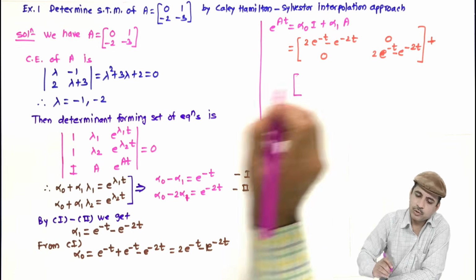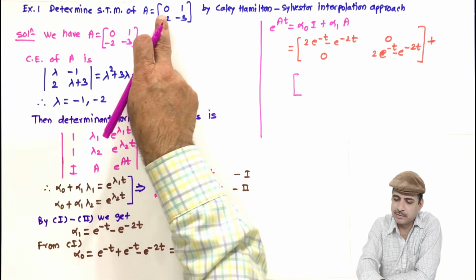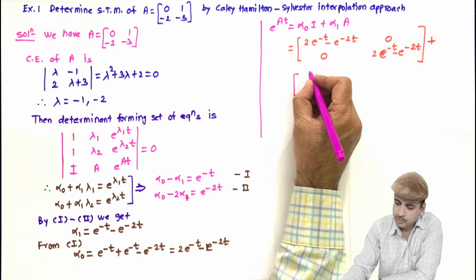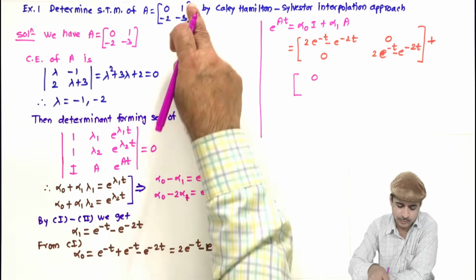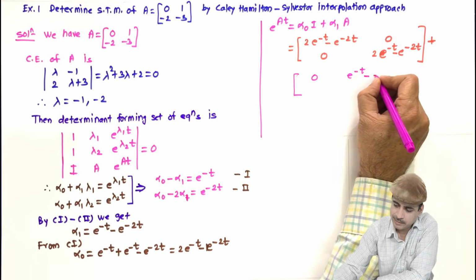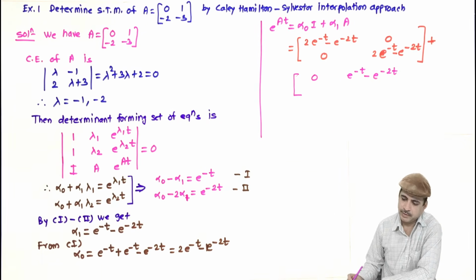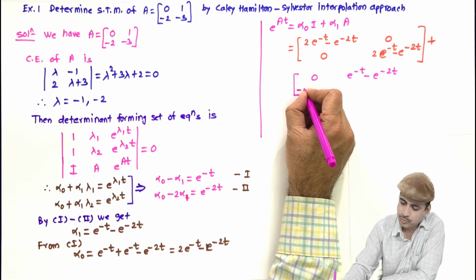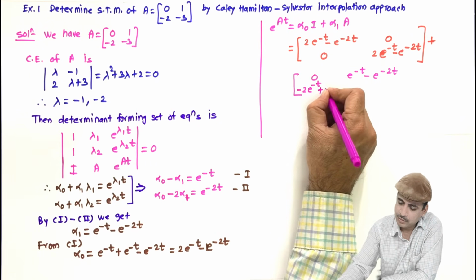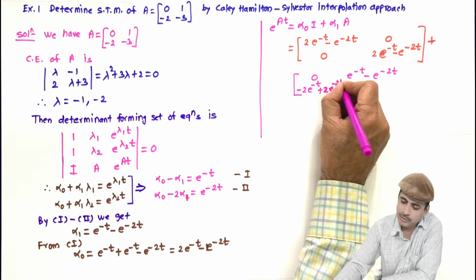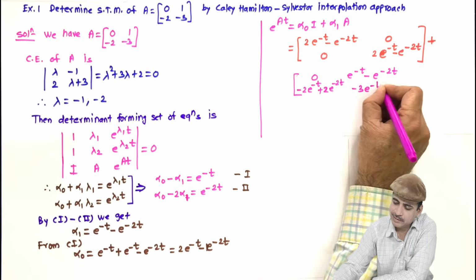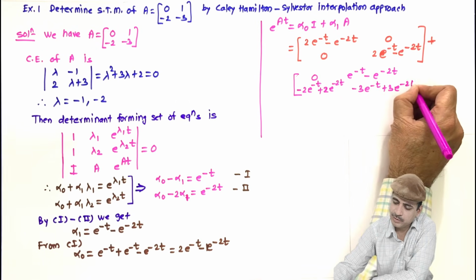alpha 1 into a. So what is the a matrix here? Every element in a will be multiplied with alpha 1. This is alpha 1. So this will be 0, then 1 will be multiplied with this. So e raised to minus t minus e raised to minus 2t. Then this will be minus 2. So minus 2 e raised to minus t plus 2 e raised to minus 2t, and the last element is minus 3. So minus 3 e raised to minus t plus 3 e raised to minus 2t.